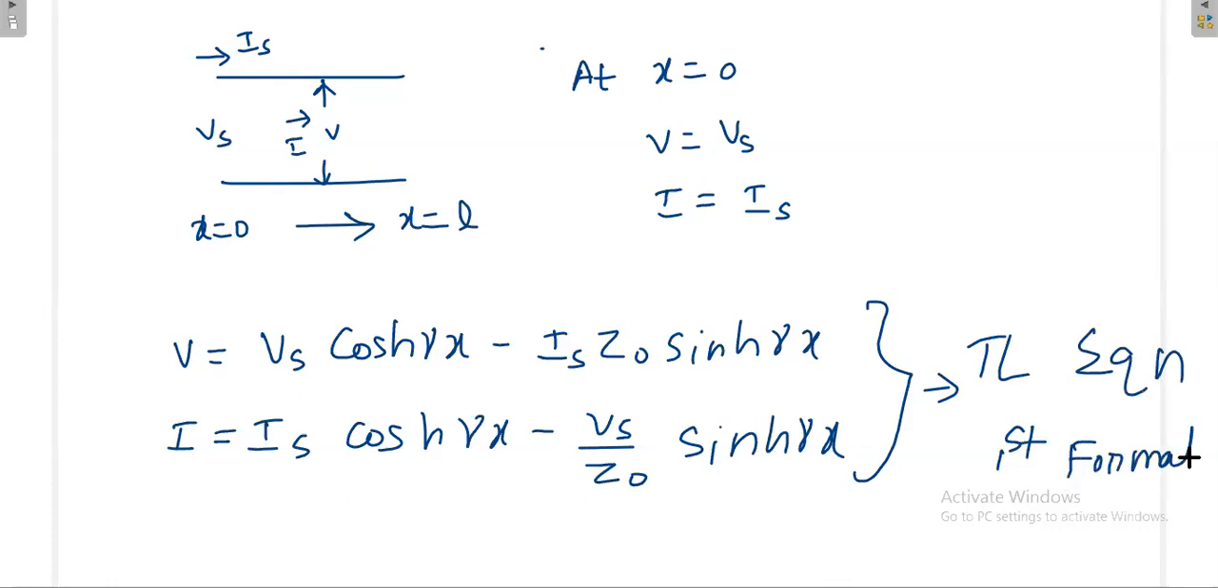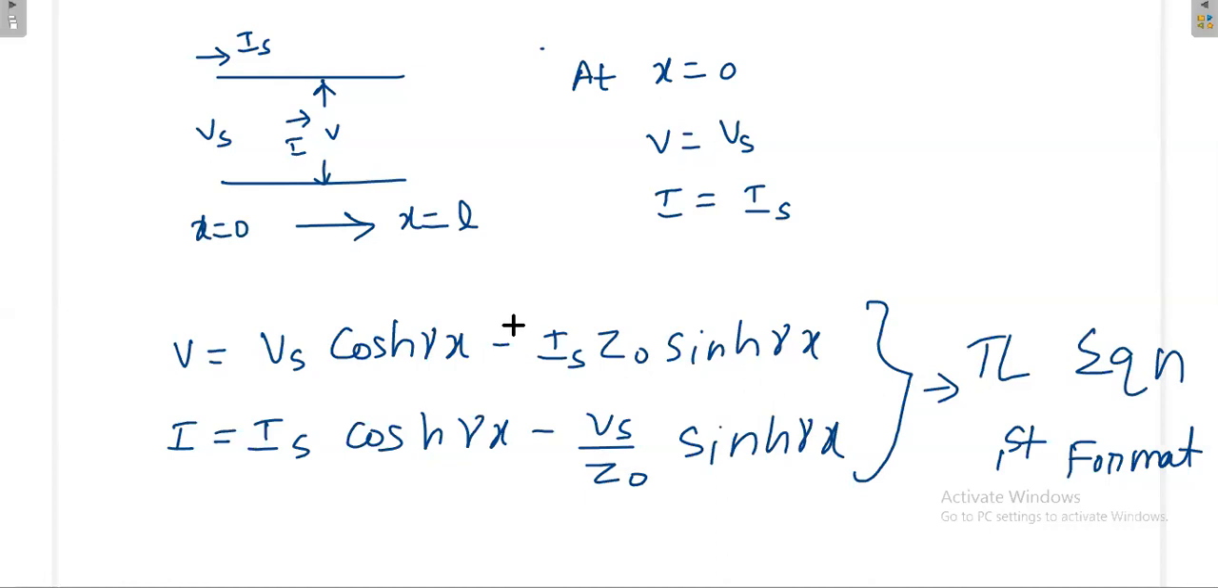In the other format, instead of x we will use y, because sometimes the reflected wave travels in the opposite direction. Or in a case where we want to go from the load to the source end, such as in the Smith chart, we go from the load end to the source end, and at that time we replace x with y.